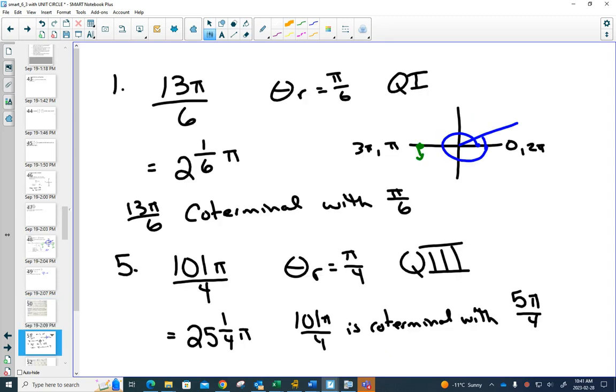So if we go to number 1, which we did, once we have found that 13 pi over 6 is part of your pi over 6 family in quadrant 1, you think about your unit circle quiz and say, for pi over 6 in quadrant 1, those are my coordinates.